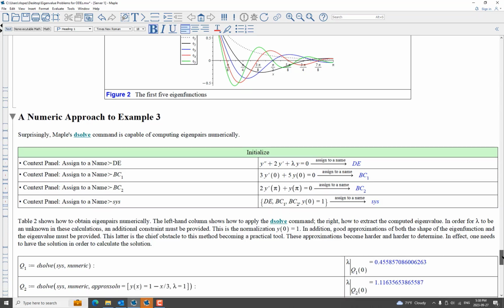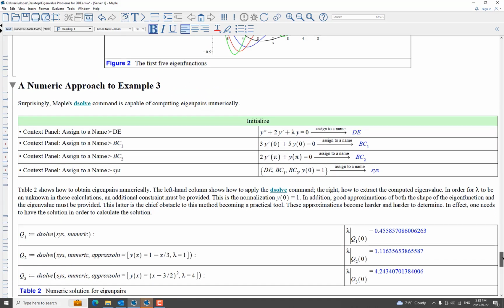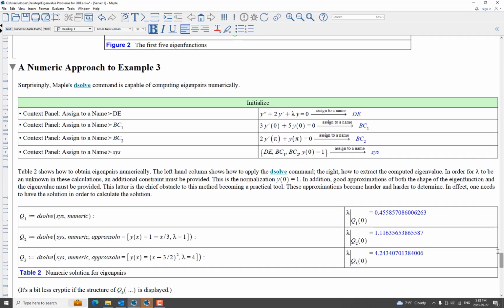Now down here in table 2, I list eigenpairs. Bit cryptic until I explain to you what Q looks like. So dsolve is system numerically. And this is the first eigenvalue. Remember this 0.4558?